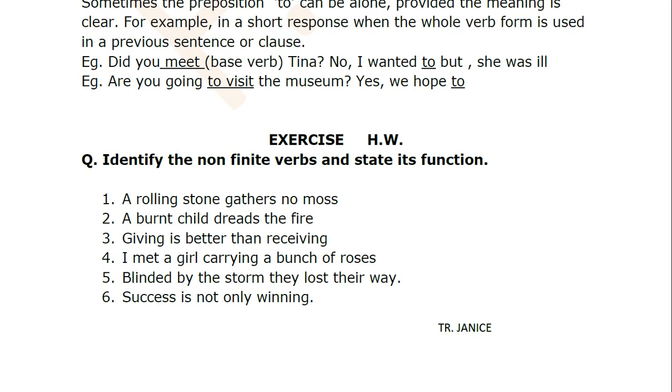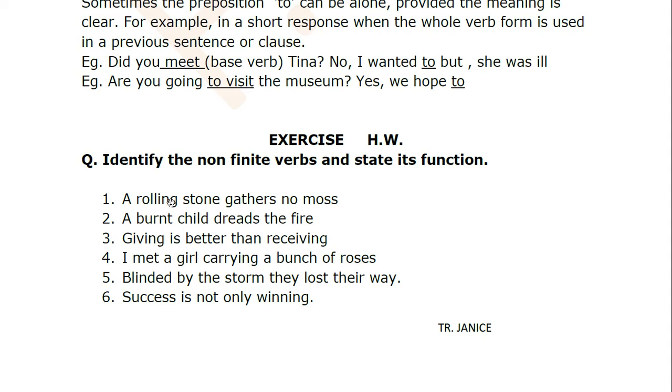A rolling stone gathers no moss. Now you have to identify the non-finite verbs and state their function. So I'll just do the first one for you. Here, "ing". The moment you see "ing" or a verb ending with "n" or "t", you have to be alert. Okay? You have to be alert. Now if you see "rolling", "ing", so what did I see? Either it can be a gerund or a participle.